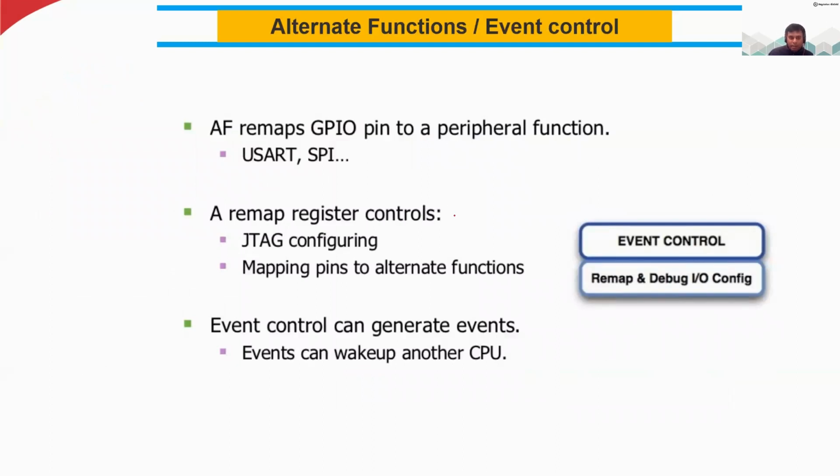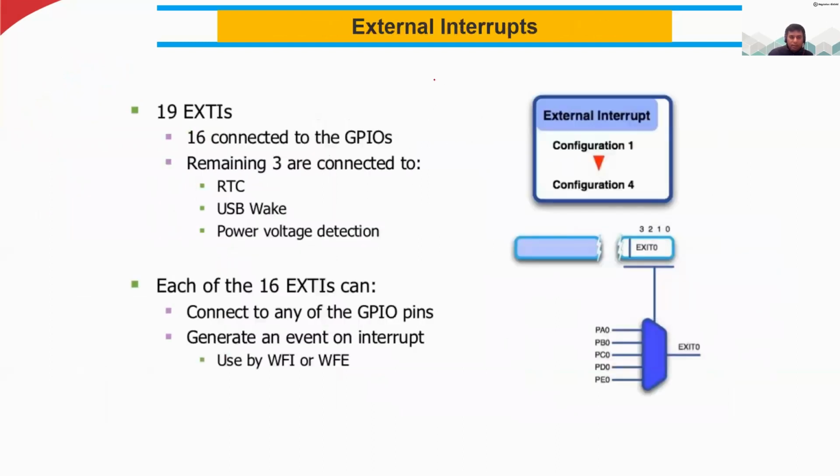Alternate functions, again, I don't go into this, and the external interrupts. For example, here we have 19 external interrupts, 16 are connected to the GPIOs, and the remaining 3 are connected to the RTC, that is the real-time clock. That is the one you are always seeing. For example, in your microwave oven at home, you see the time, for example now it's 9:55. How is it possible? Because the microcontroller is connected to the real-time clock signals.